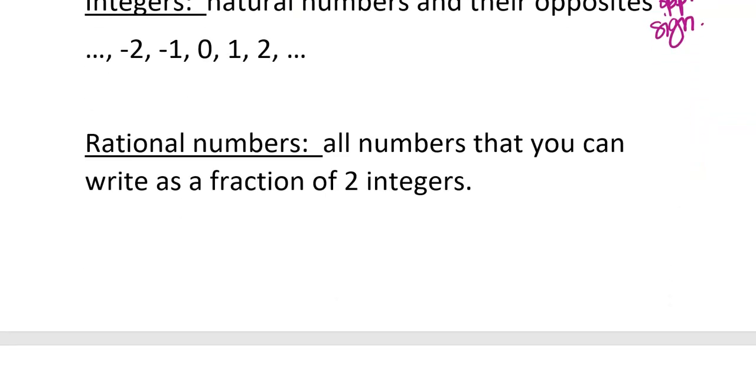Rational numbers are all numbers that you can write as a fraction of two integers. In the book, they call it a quotient of two integers. So quotient is divide. Divide means fraction. These numbers don't have to look like a fraction. For instance, the number 2. It doesn't look like a fraction, but we could write it as the number 4 over 2, or 6 divided by 3, or something like that. So it doesn't have to necessarily look like a fraction to be a rational number. You just have to be able to write it as one.